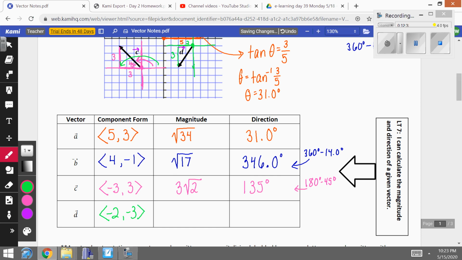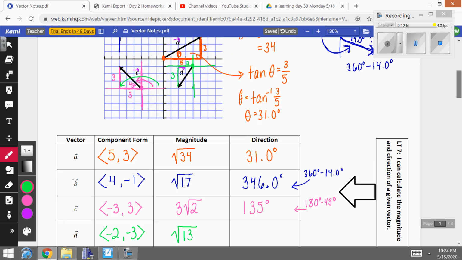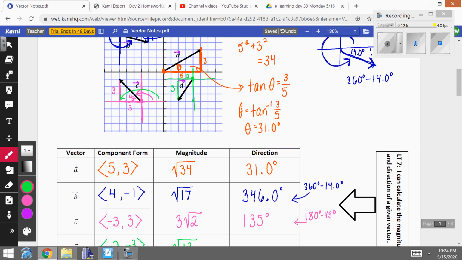Again, do the Pythagorean theorem to come up with your magnitude, to find that hypotenuse. So 2 squared plus 3 squared gives us 4 plus 9, or 13. That equals the hypotenuse squared. So the square root of 13. So now we need to find the direction. This is a quadrant 3 angle if I'm looking at it here. Again, we want to find all the way around. Let me just sketch it here so it's a little bit easier to see.